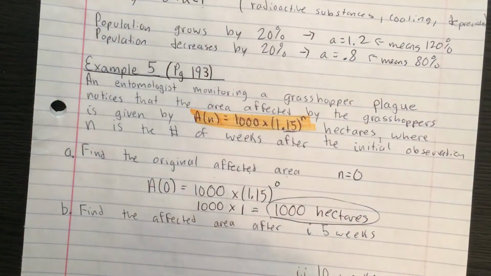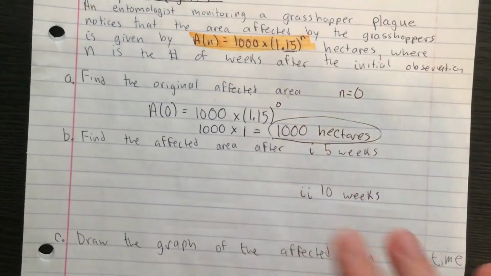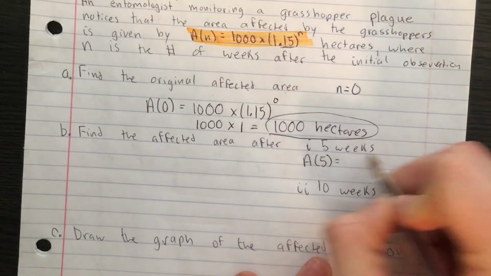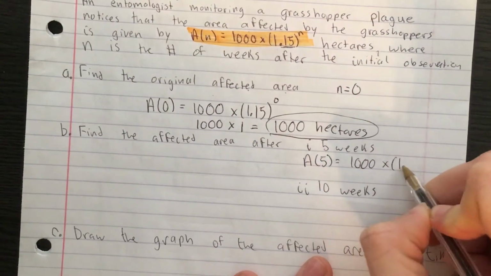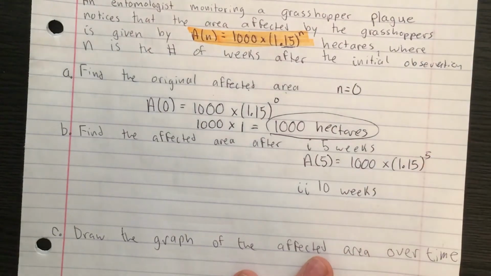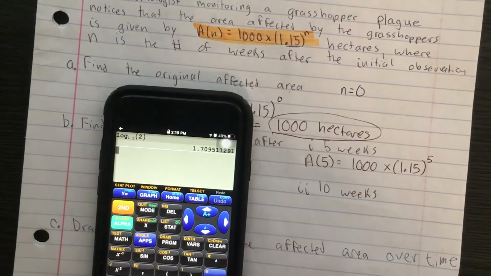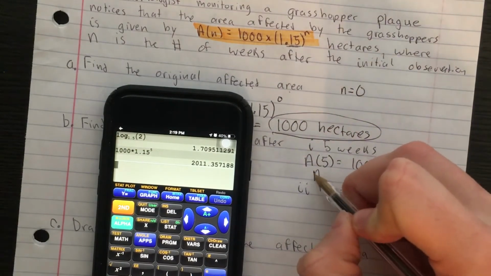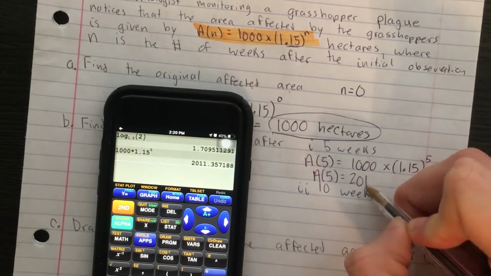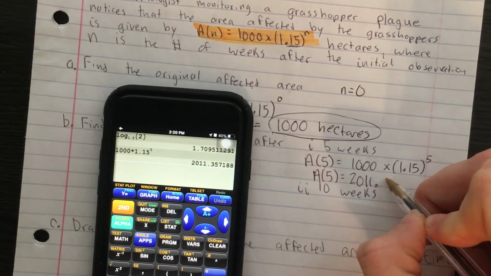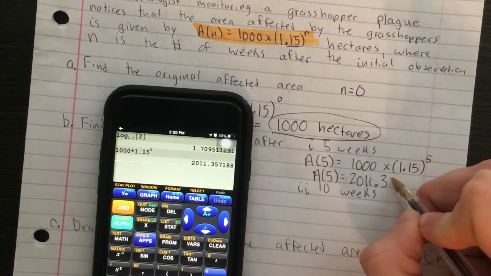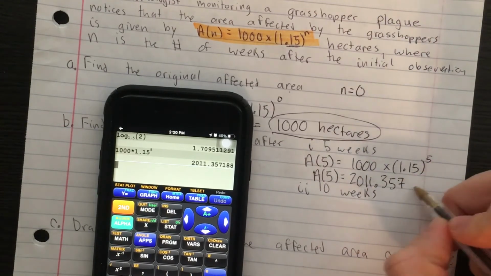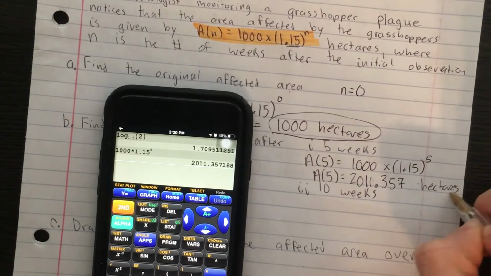Then we can also find it with this model after a certain amount of time, like 5 weeks. For 5 weeks, we would just be evaluating A of 5, 1,000 times 1.15 to the fifth. Mr. Price does not know that one off the top of his head, so he's going to be using a calculator. So A of 5, after 5 weeks, is about 2,011 hectares.